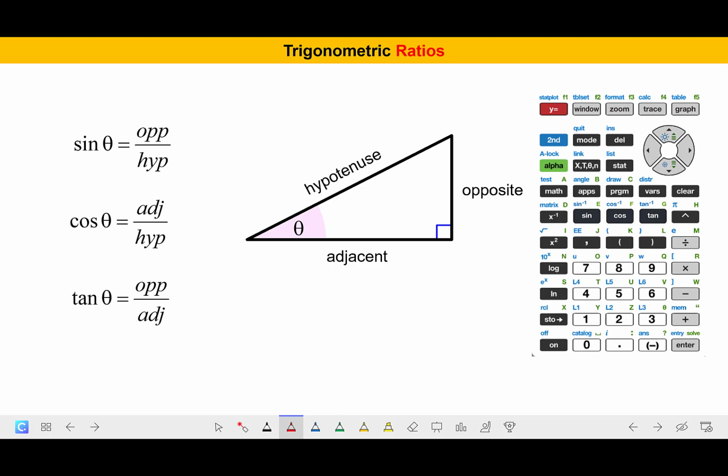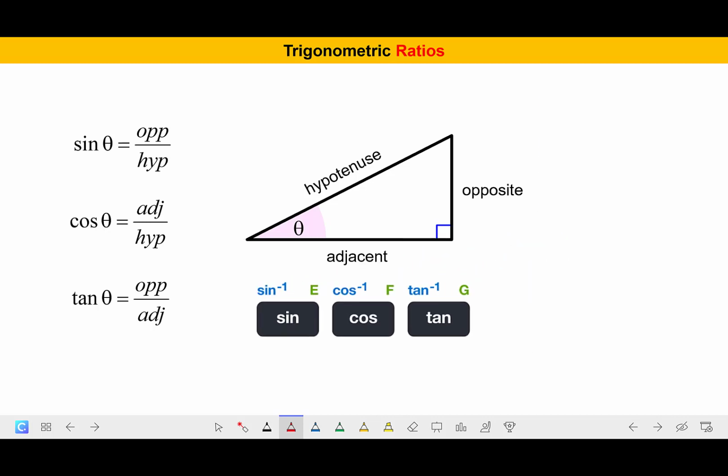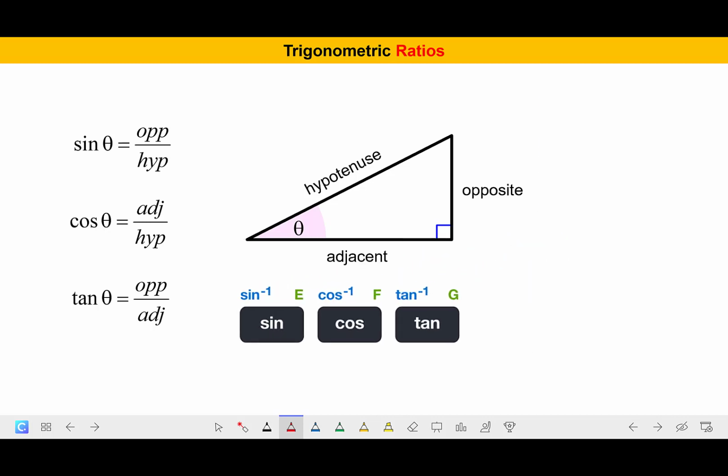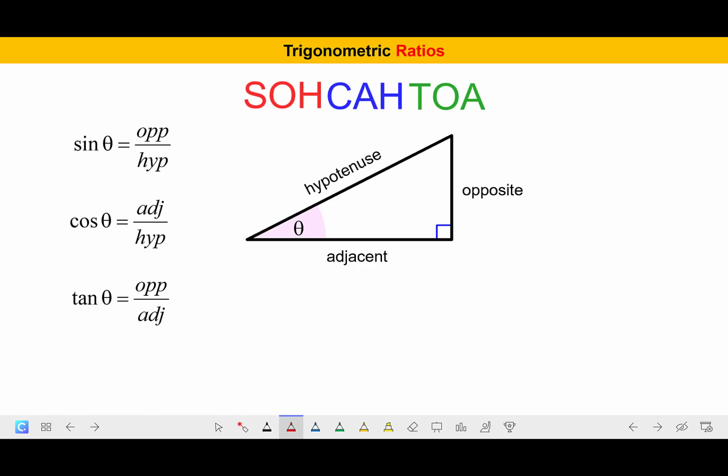If you were to look at your calculator, you would see these right here. You'll see these are the main functions: sine, cosine, and tangent. This stuff up here, we'll learn later. These are called the inverse functions. But right now, we're just going to concentrate on sine, cosine, and tangent.